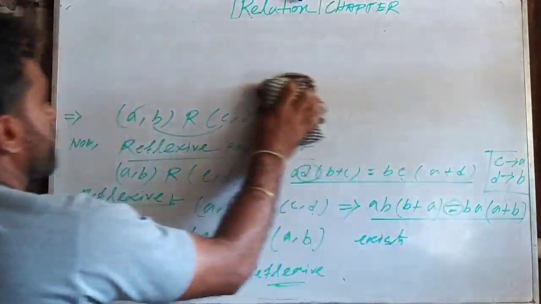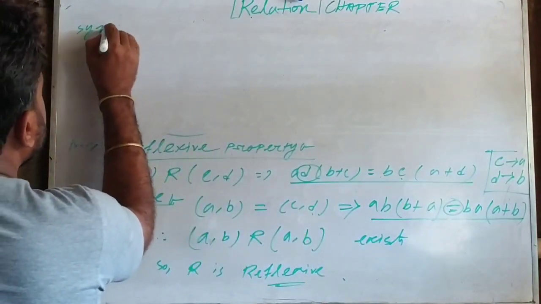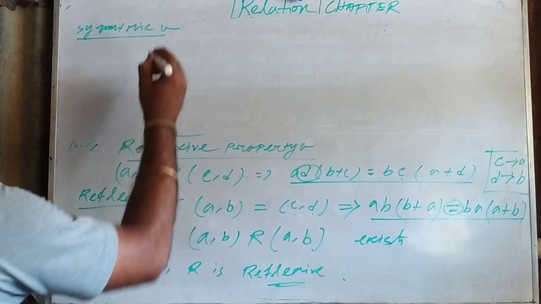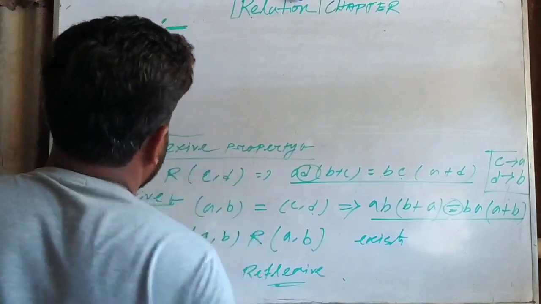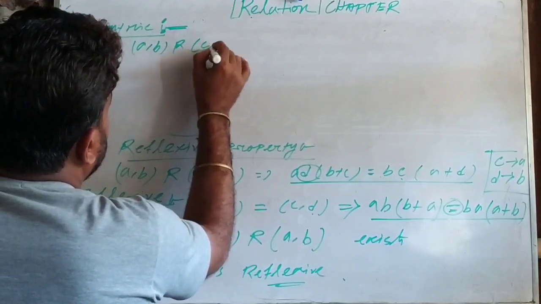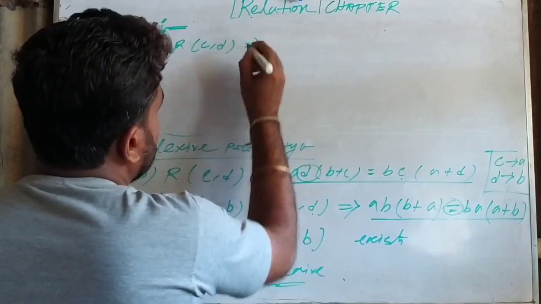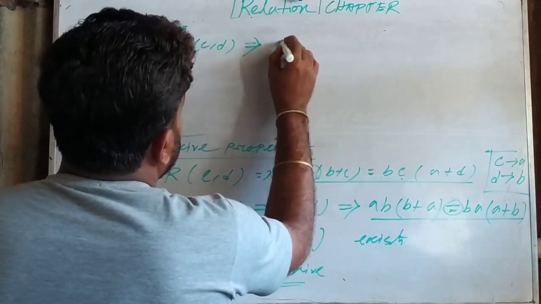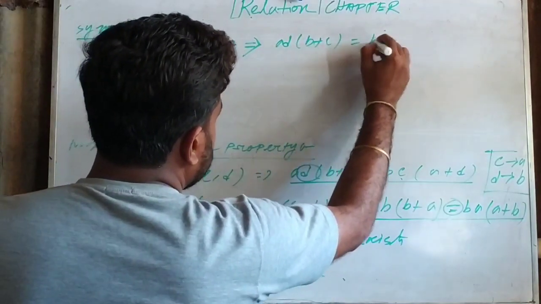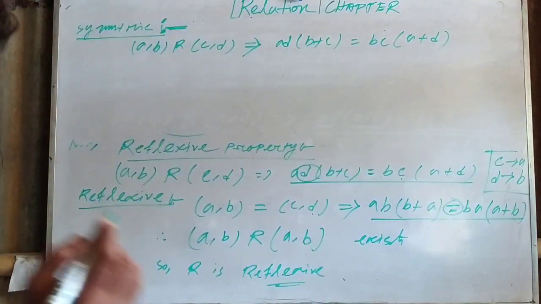Now the next part is the symmetric property. In the symmetric property, consider the ordered pairs A, B, R, C, D. What is the condition here? AD, B plus C equals BC, A plus D. That is, AD equals B plus C and BC equals A plus D. It is given in the question.